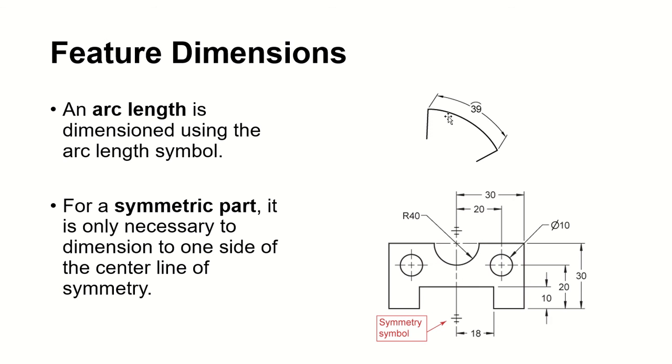All right, arc length. Here, the length of the arc is dimensioned by using this arc symbol. See this little arc over the value. So that's a 39. My arc is 39 units from this end to the end. Here, the same thing.